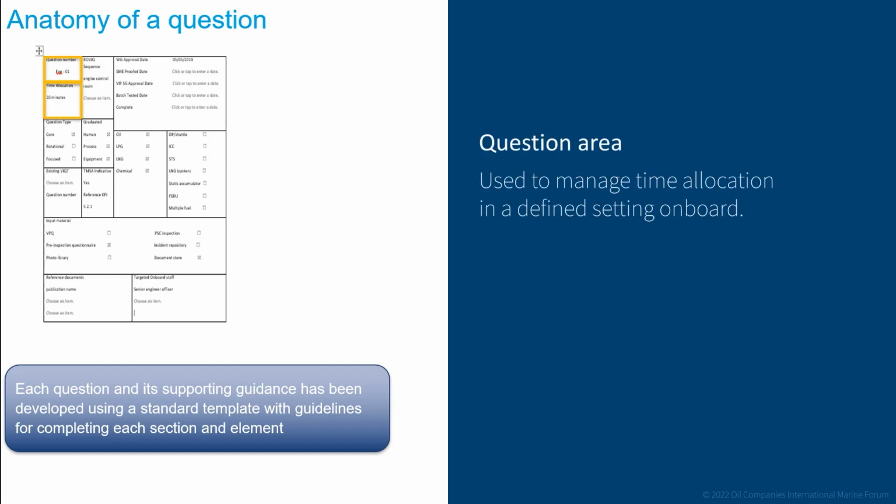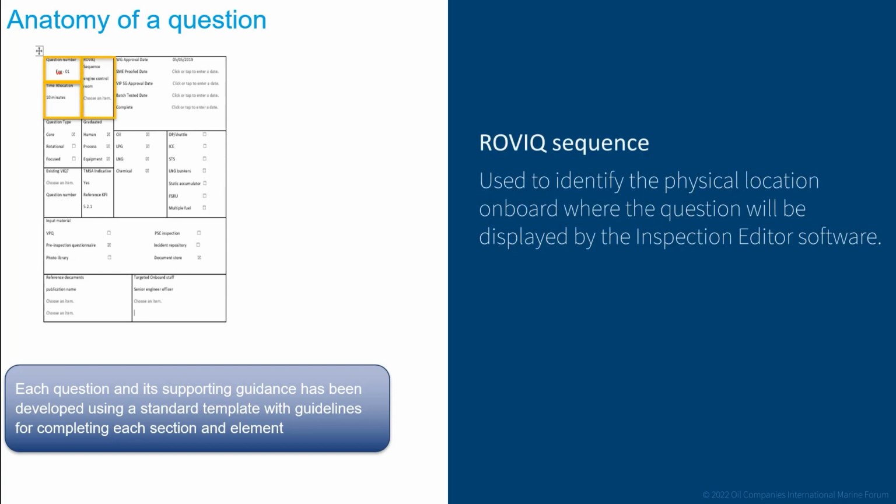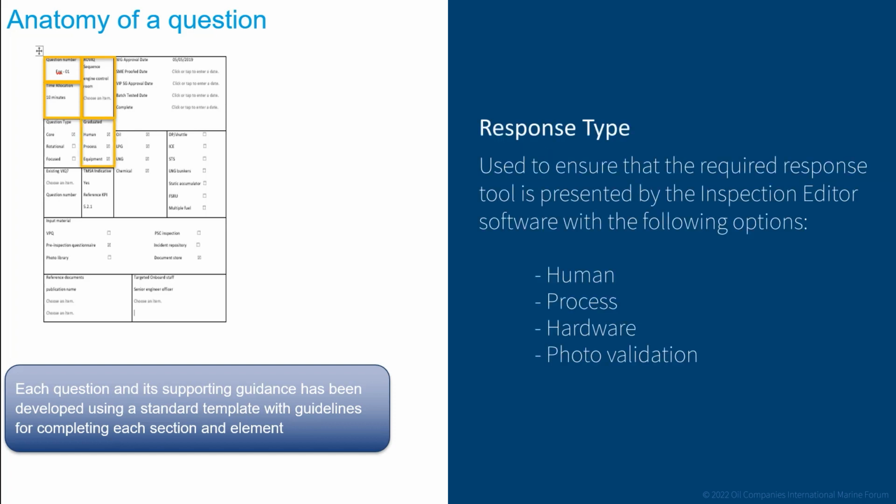Question area, used to manage time allocation to a defined area on board the vessel. ROVIC sequence, used to identify the physical location on board where the question will be displayed by the inspection editor software. Response type, used to ensure that the required response tool is presented by the inspection editor software with the following options: human, process, hardware, photo validation.